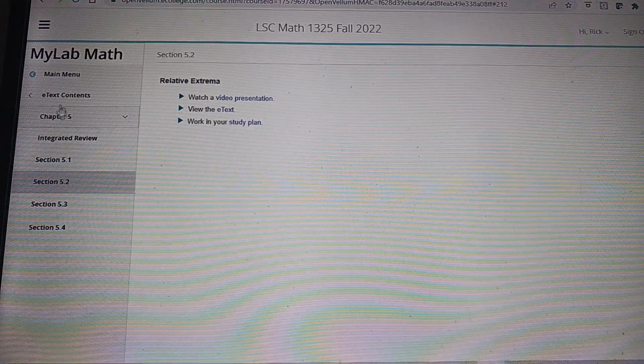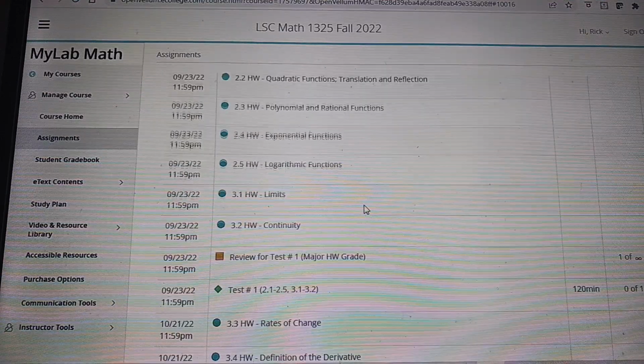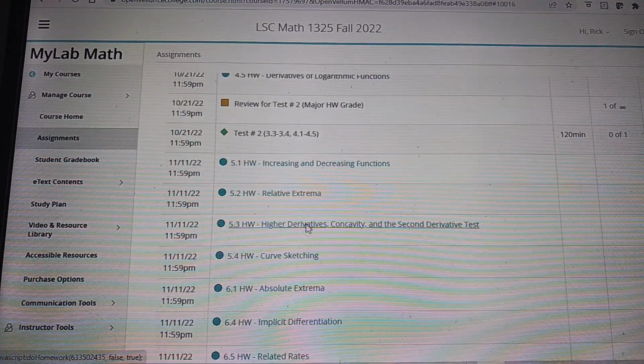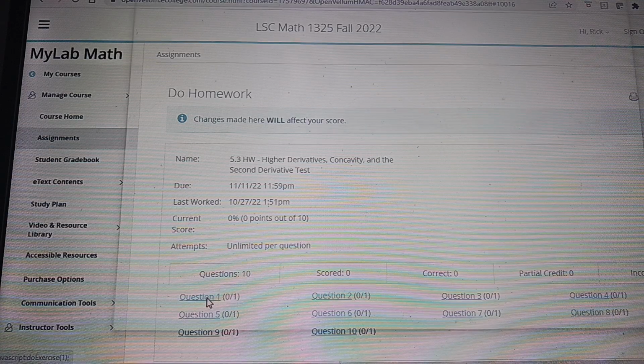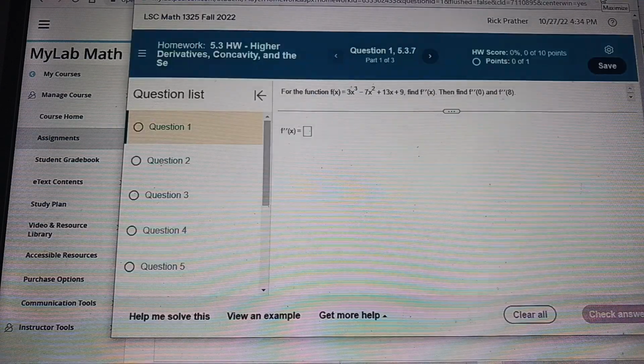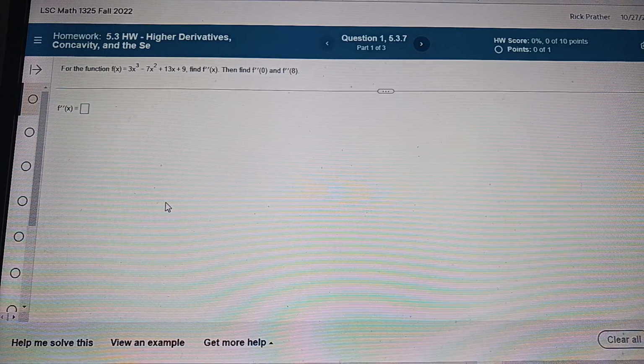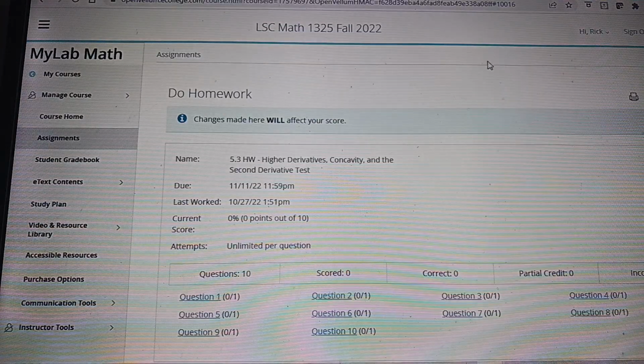Okay, so let's now go back to assignments 5.3. So we've done many versions of derivatives. This is the first time, though, that you're going to see what are called higher derivatives. So we go for a function f of x that's 3x to the third minus 7x squared plus 13x plus 9. So let me show you what you already know.